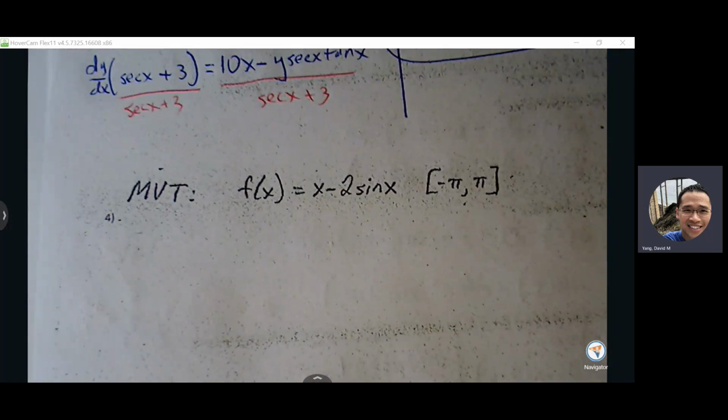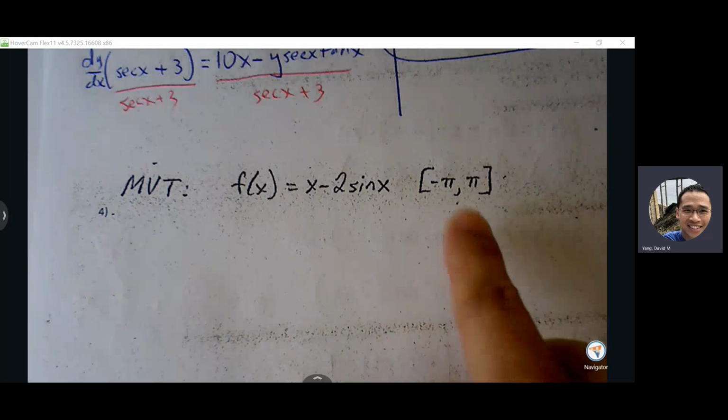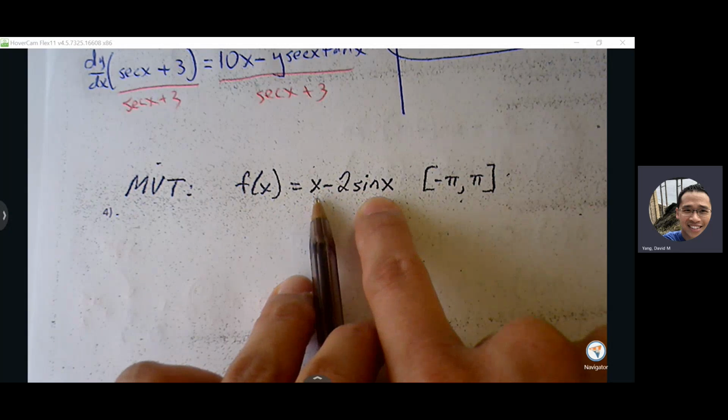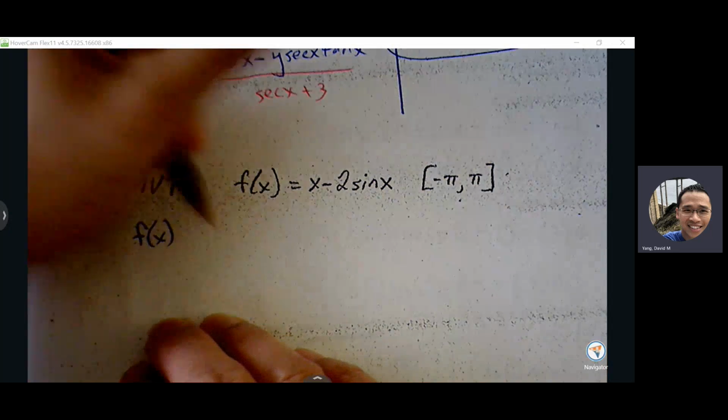Okay, let's do one more here. This is mean value theorem. Find the value where the average slope equals the instantaneous rate of change. So the nice thing is we are dealing with sine. There are no asymptotes, no variable in the denominator. So we know our function is continuous and differentiable.